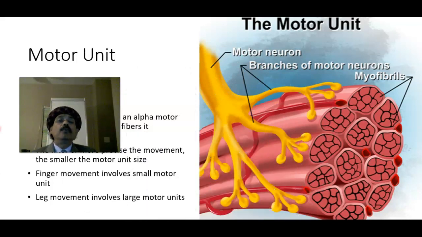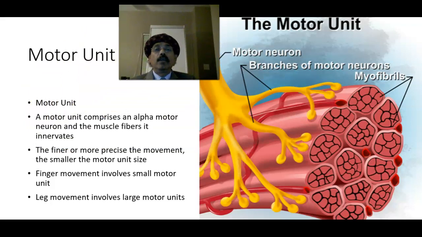So we'll always get a question: what is a motor unit? What is the definition of a motor unit? A motor unit comprises an alpha motor neuron, this is the alpha motor neuron, and the muscle fibers it innervates. It is innervating 1, 2, 3, 4, 5. It may even innervate around 100 to 200 muscle fibers.